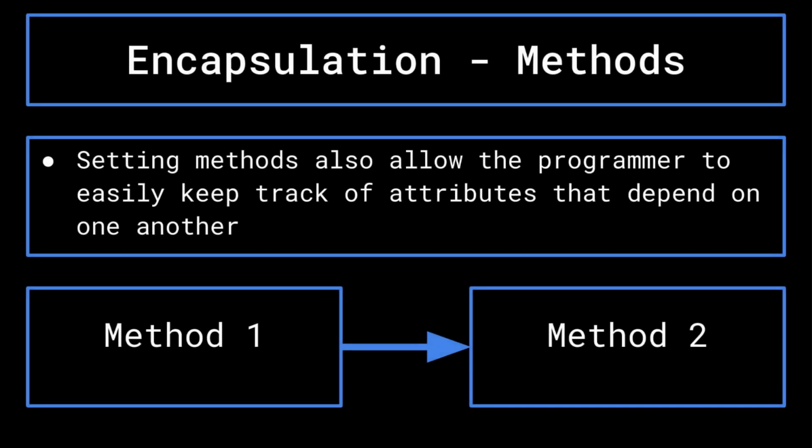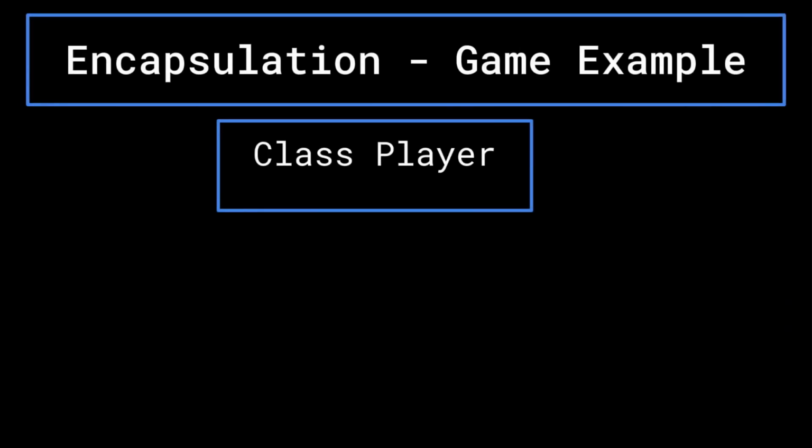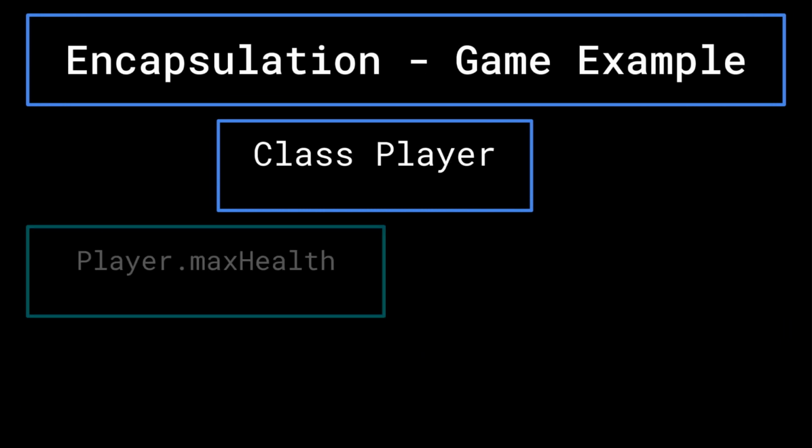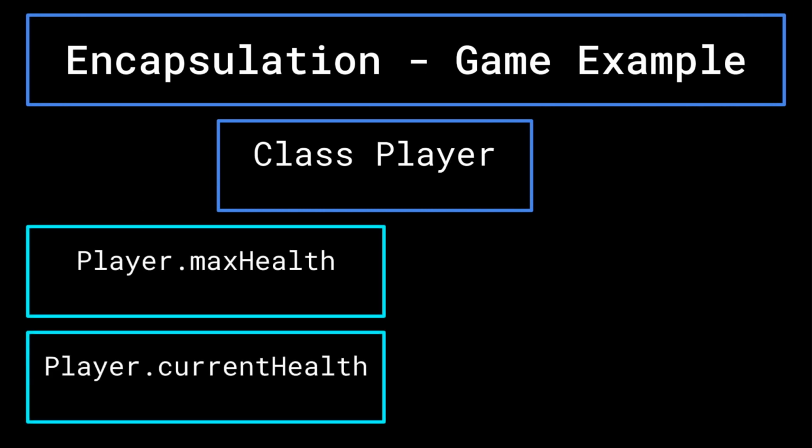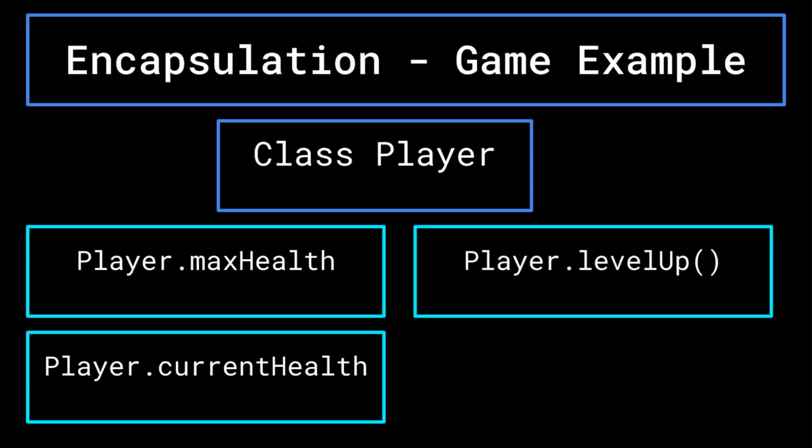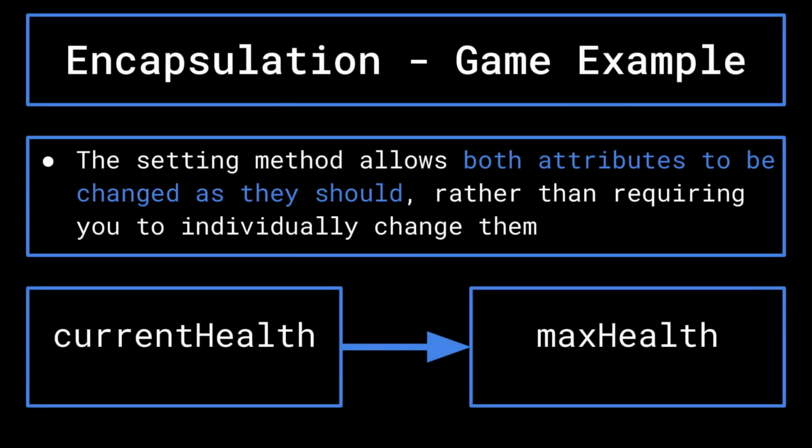Additionally, this makes it easiest to keep track of attributes that depend on one another. For example, if I was programming a game, I may have two different attributes for the player's health, max health and current health. When the player's character levels up, I may have their max health increase. When this happens, I would want the current health to be set to the max health as well. Instead of changing both of these values directly, I could define the setMaxHealth method such that the current health is also set to the maximum health once the maximum health has increased.